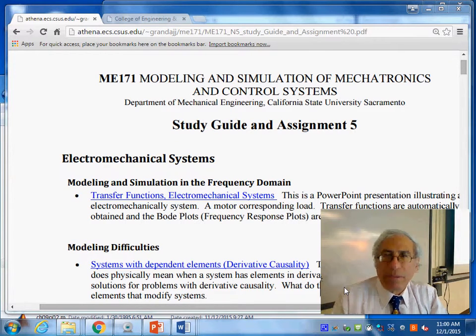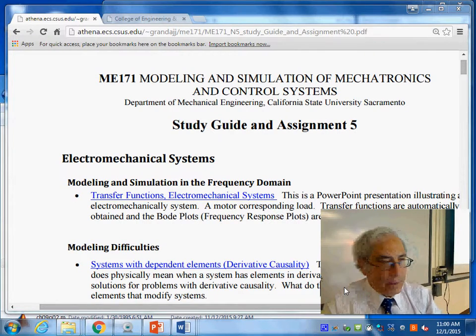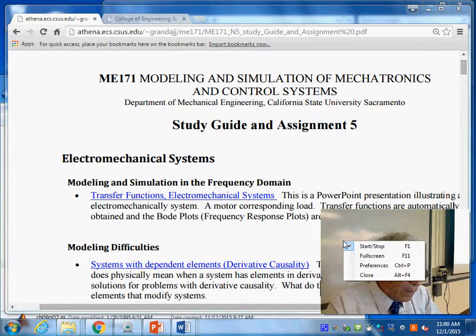Today we're going to see an exercise in mechatronic systems. We have an example of a system that has mechanical components and also electronic components. So we're going to take a look at this study guide number 5 that talks about this. And let's get started.